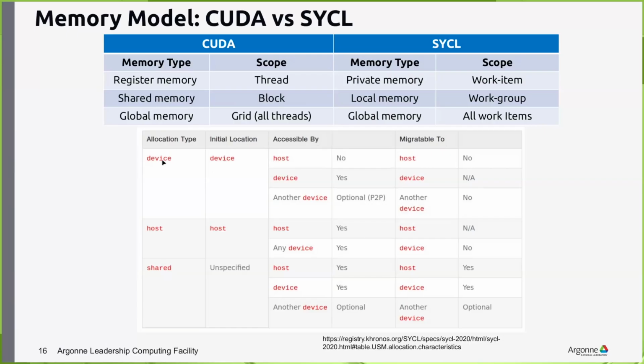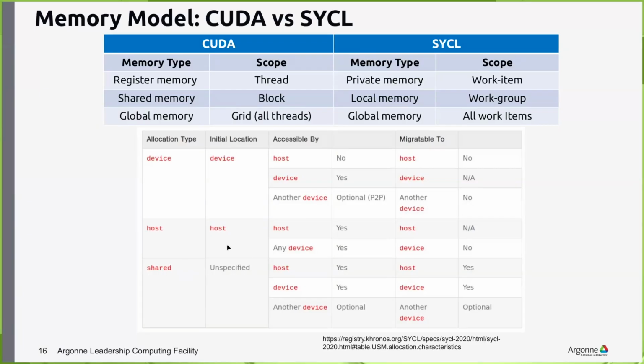But when it says SYCL malloc device, it first allocates memory on the device. SYCL malloc host allocates memory on the host. Think of it as pinned memory on the CUDA side. Shared is nothing but like UVM memory. It's accessible by both host and device.